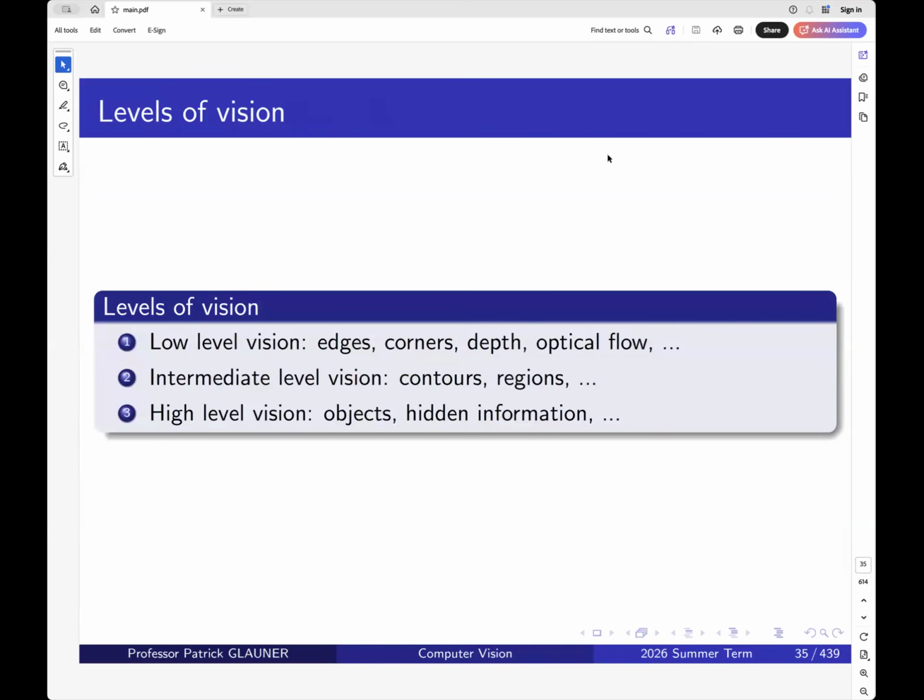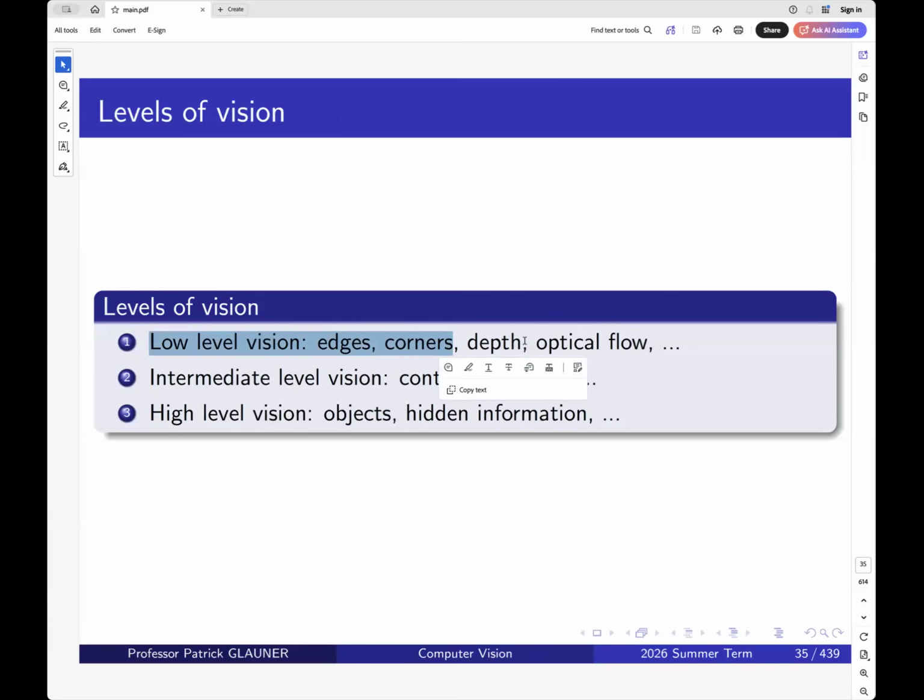Now, when we start building vision systems, the literature often distinguishes between three different levels of vision. Our ultimate goal is obviously high level vision. We want to detect objects in images and maybe track them. But in order to get to building high level vision systems, we need to think about lower level vision as well, because we start with pixels and images.